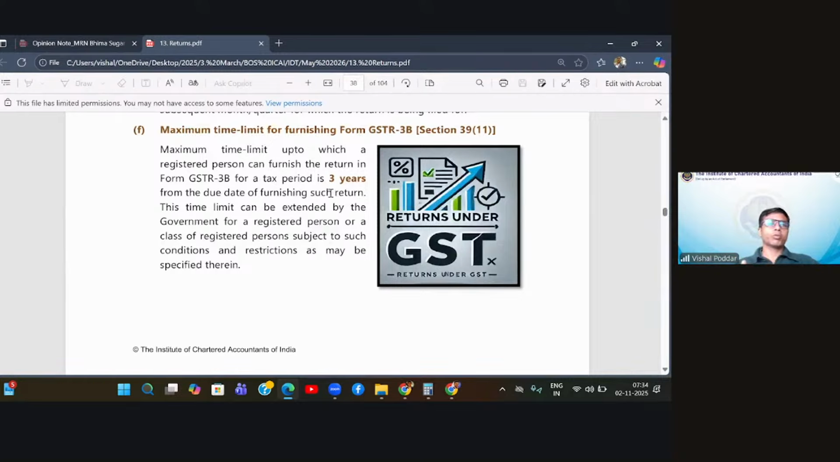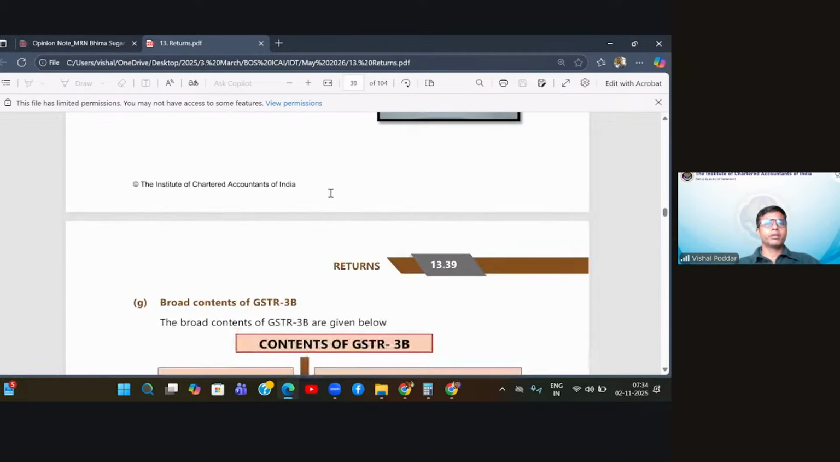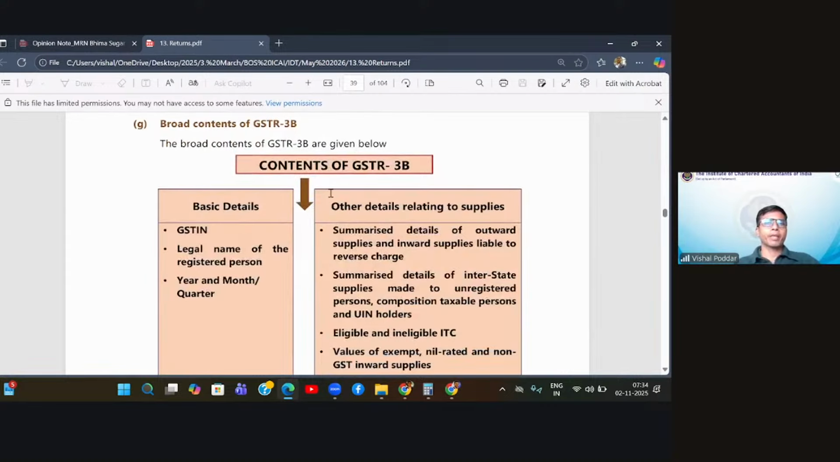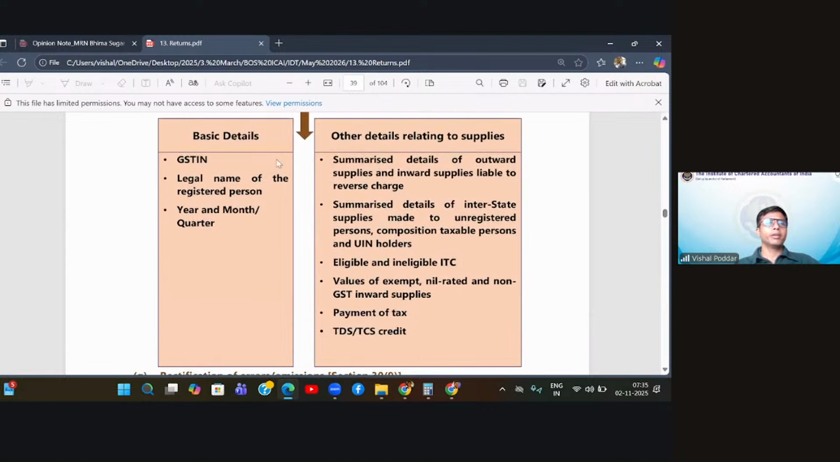So let us say for October 25, if I want to know what is my last date to file GSTR 1 of October 25, the due date is 20th of November 25. So from 20th of November 25, 3 years will be 20th of November 28. So till that date, I can file GSTR 1 of October 25. So both GSTR 1 and 3B can be filed up to a maximum of 3 years from their respective due dates.